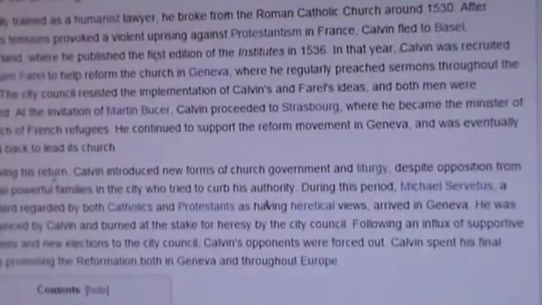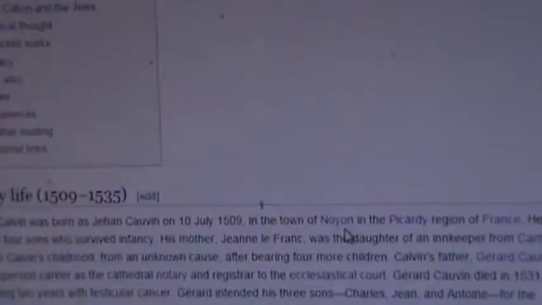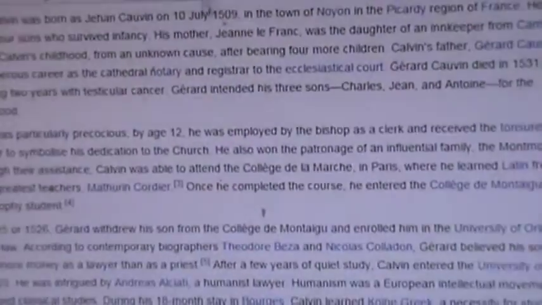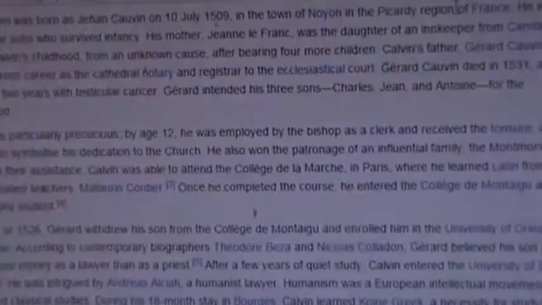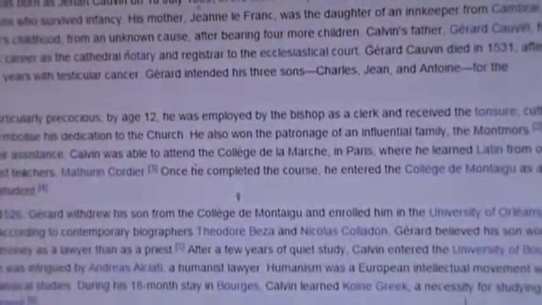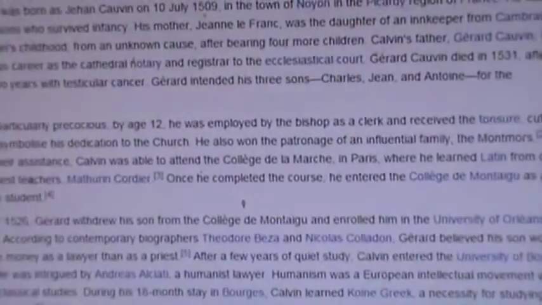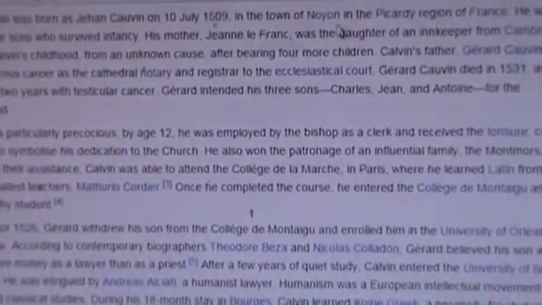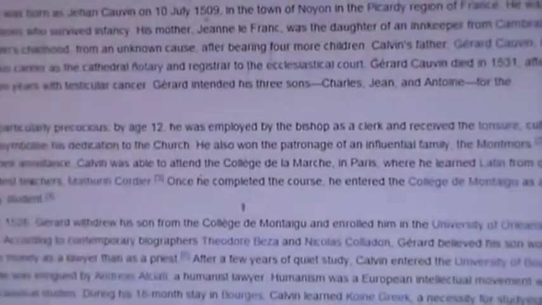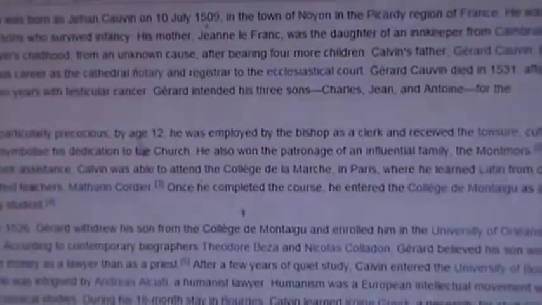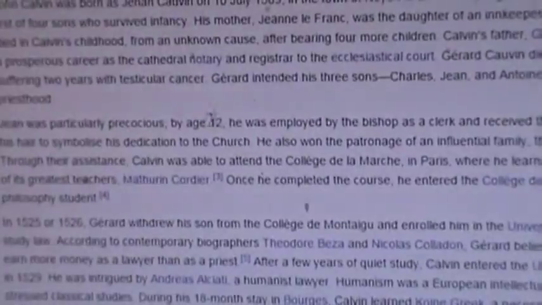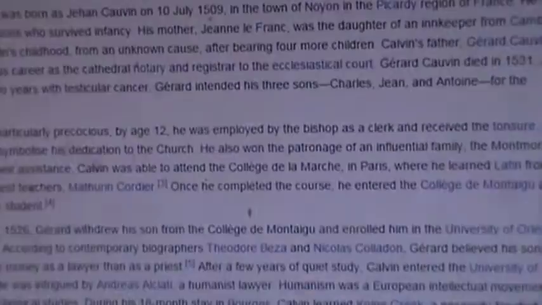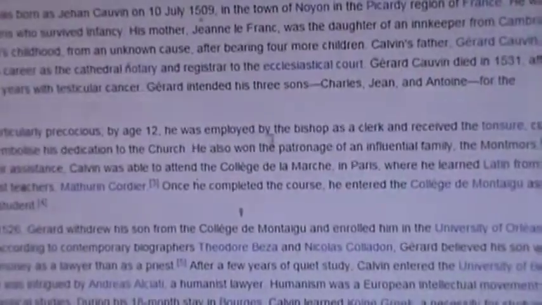He was a prodigy, as far as I know. I mean, he was a theologian from like birth, practically. Yeah, he was born in the town of Noyon in the Picardy region of France. He was the first of 4 sons. His mother, and so you can dig in. 3 sons. Yeah, so by age 12, he was employed by the bishop as a clerk and received the tonsure, cutting his hair to symbolize his dedication. At age 12, he was like a church man.